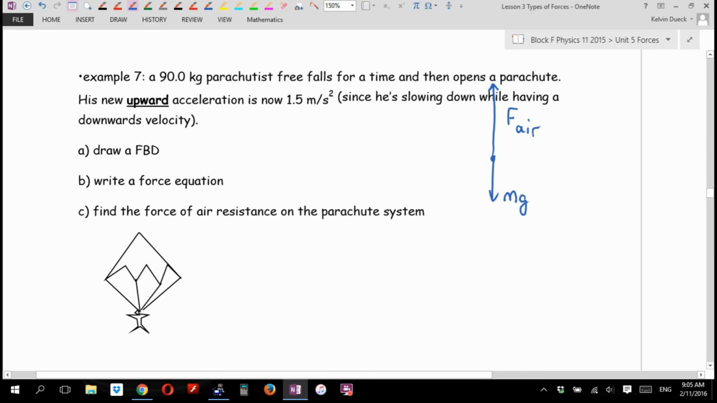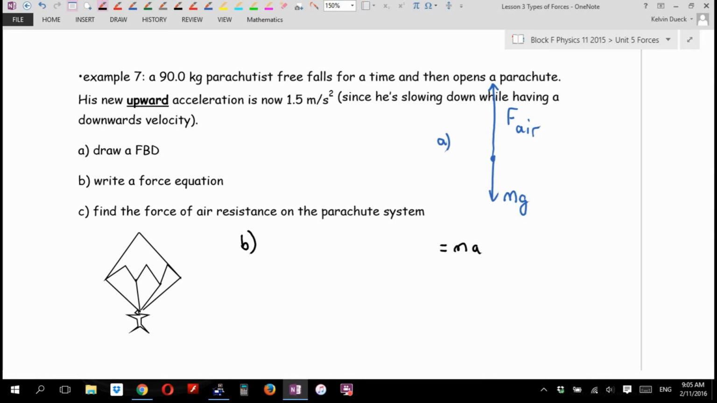You can call it air resistance or drag or whatever. A says draw a free body diagram. There. A. B says write a force equation. Andy, what's my force equation? No, I want the whole thing. It's going to equal MA.